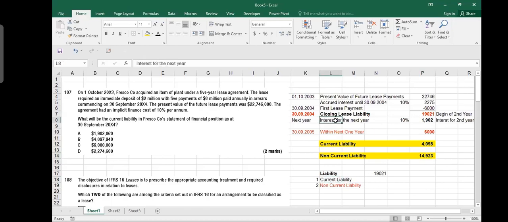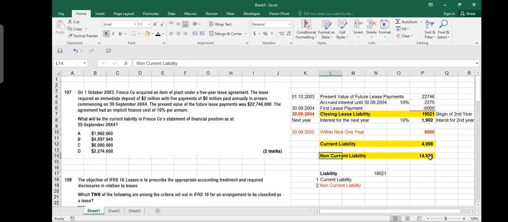So total liability is this. I'll put it in yellow. Current liability is 4098, which means 6 million minus the interest. And the non-current liability is 19 minus the current, whatever is remaining, that is called non-current. So this is where you need to be careful. Closing liability, step one, simple. For current liability, you need to do one more step: calculate interest and subtract it from here. Non-current liability comes after here.